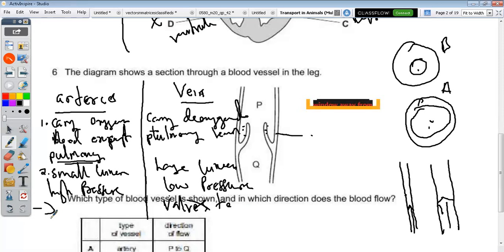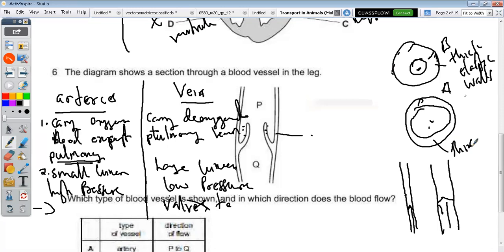So the other thing that we mentioned is that because it's under high pressure, this wall here has to be a thick elastic wall to withstand high pressure. That's arteries. Then these are simply thin walls, thin elastic walls. No need, because blood is under low pressure. Clear now? Hope it makes sense. Yes, sir. I won't be asking this again. You have to master that.